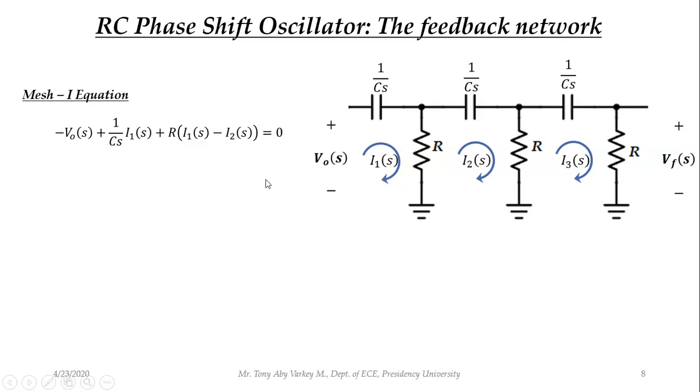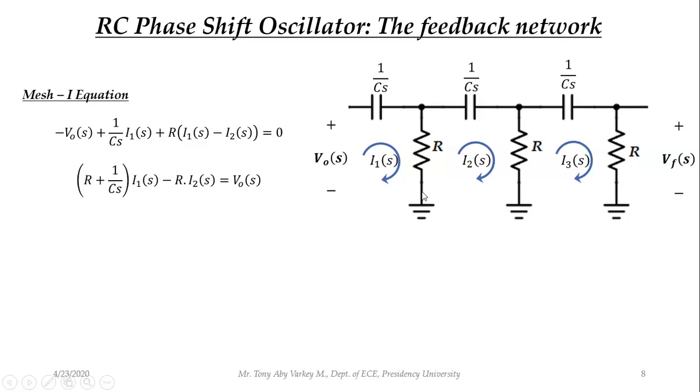Clear. So now I will group the I1 components together and I2 components together. So I1 coefficients are R and 1 by Cs. So it will become R plus 1 by Cs into I1 of S minus R I2 of S is equal to V output of S. Okay. Now second mesh equation, I'm going to start from here.